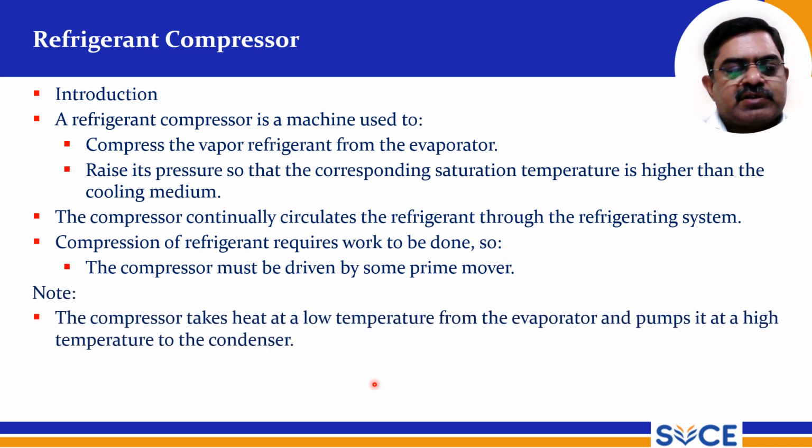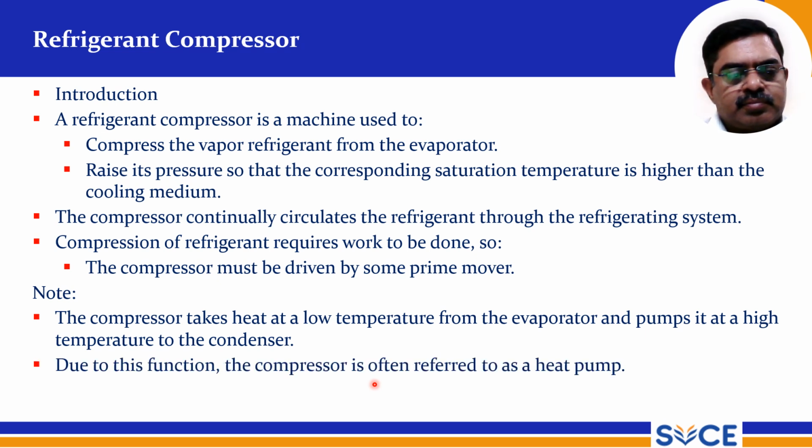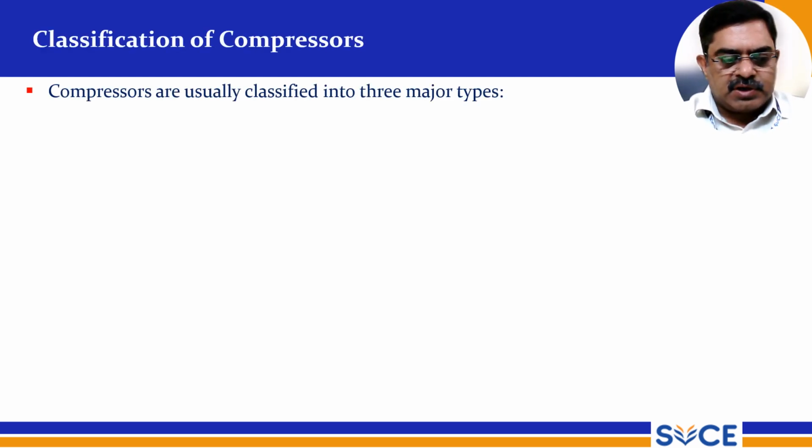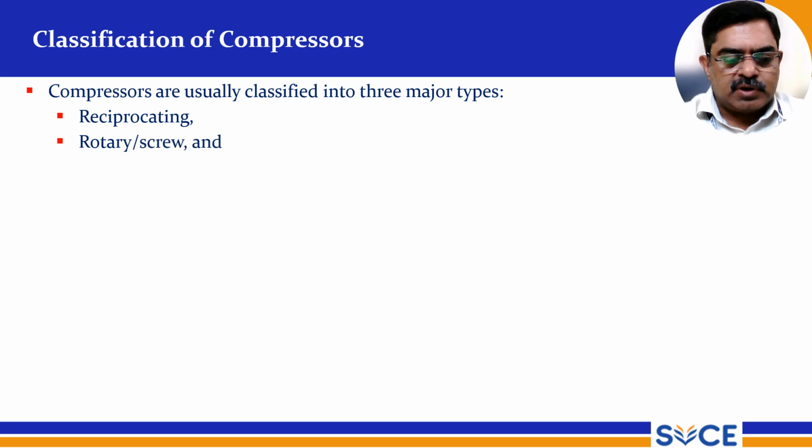The compressor takes heat at a low temperature from the evaporator and pumps it to the condenser at a high temperature. Due to this function, the compressor is often referred to as a heat pump. Now, classification of compressors. Compressors are usually classified into three major types: reciprocating, screw type or rotary type, and centrifugal type.